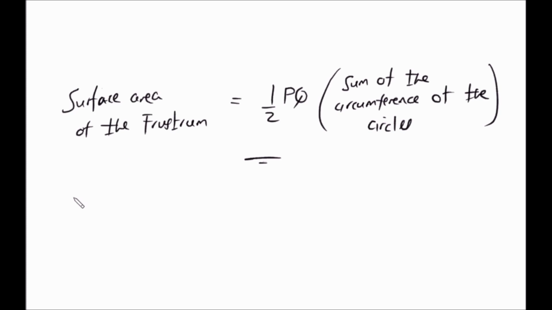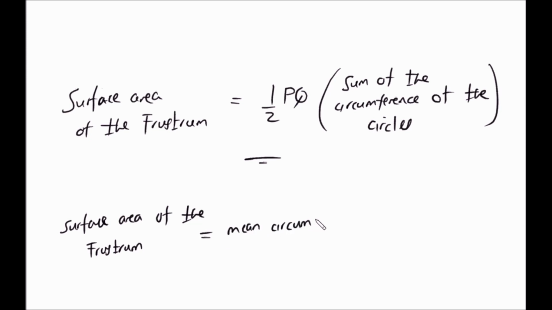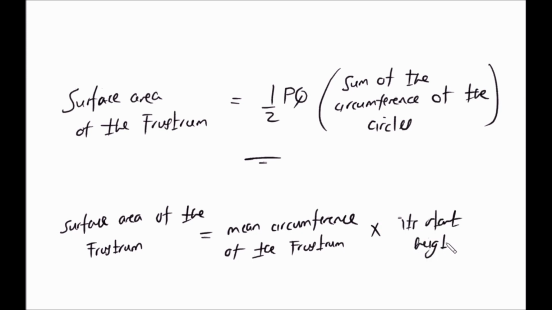Kwa hiyo hapa sasa surface area of the frustrum ni sasa na mean circumference of the frustrum times its slant height.